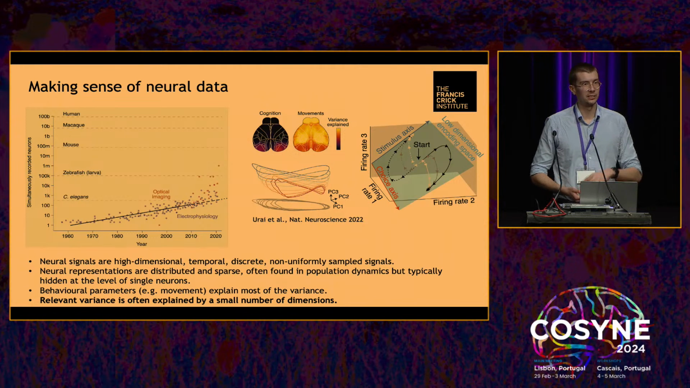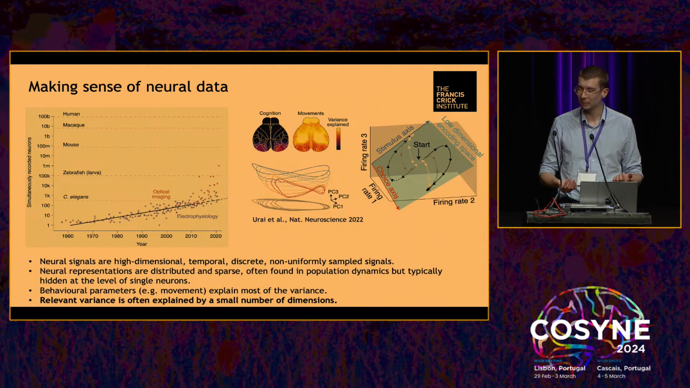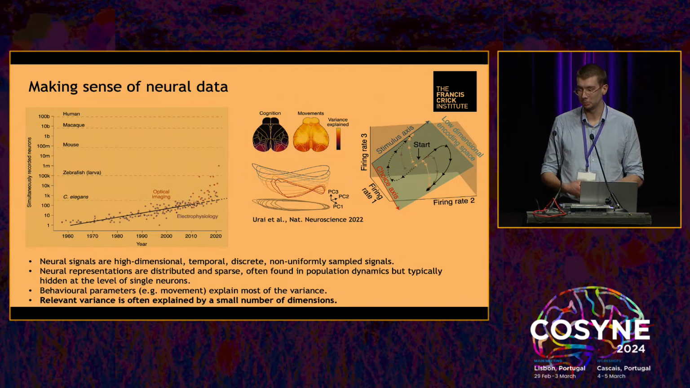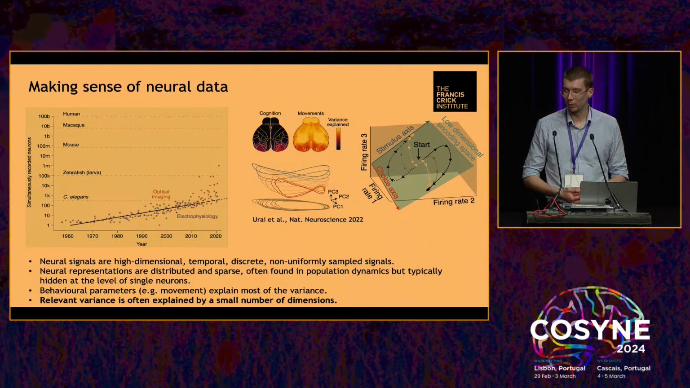So all that nice digital signal processing framework that you have from, like, Dirac combs, on which you can do convolution, Fourier transforms, and so on, doesn't really apply here. Also, from a more biological point of view, there's the fact that neural representations are distributed and sparse. They're often found in population dynamics, but sometimes single spikes are really important.